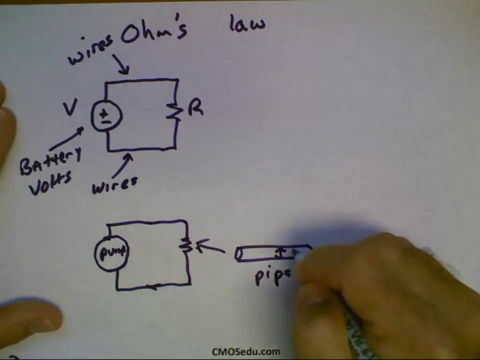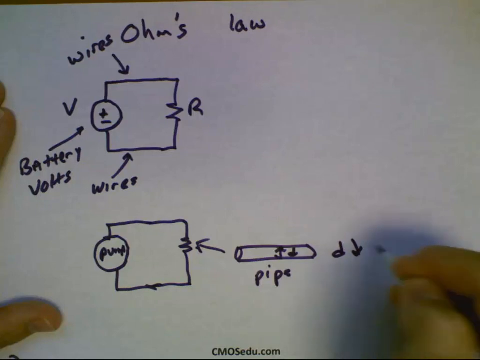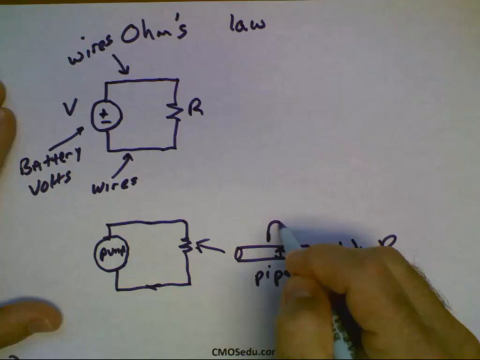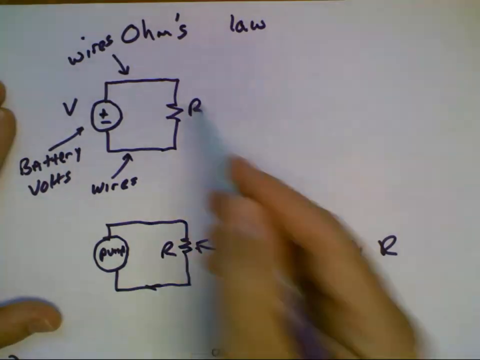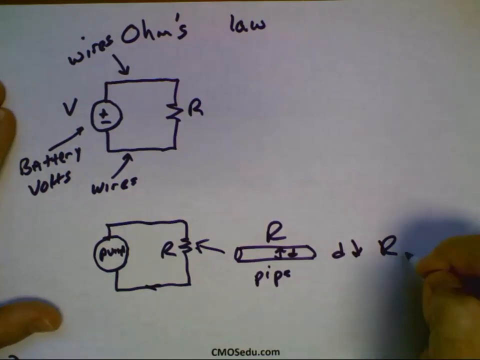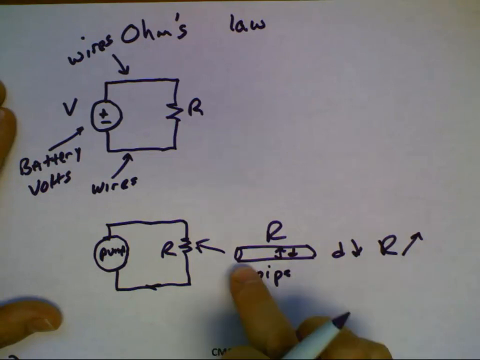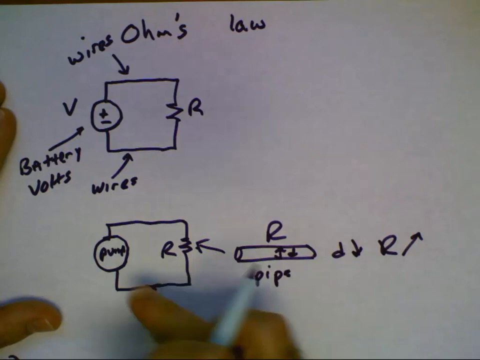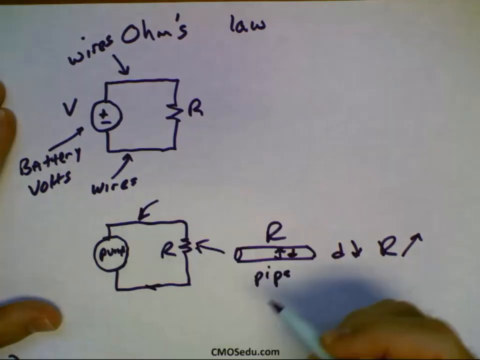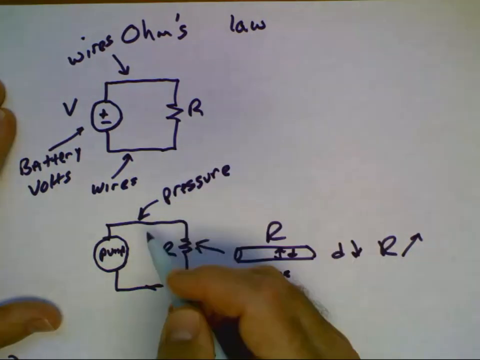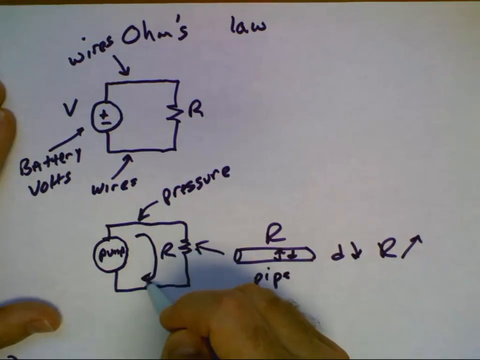So if this distance d gets smaller, then the resistance of the pipe, R, and we've drawn a resistor here, R, will go up. If we make the pipe diameter smaller and smaller, we get less and less water flow because the pipe restricts the amount of water flow. The pump will generate a pressure. Ideally, the pressure stays constant, and we'll get some water flow.